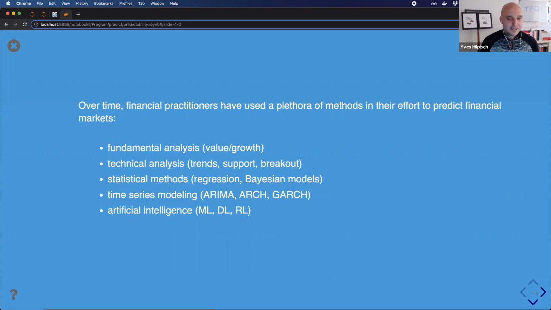Technical analysis. This is my best reference point, right? Because exactly what I'm using here as a framework allows us to be visualized here. Trend, support, breakout, statistical methods, regression, Bayesian methods, whatever, or time series modeling, ARIMA, ARCH-GARCH for volatility primarily, but so many time series models as well. And these days, of course, artificial intelligence, machine learning, deep learning, reinforcement learning, all these are methods, right?